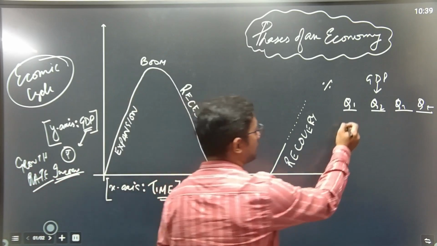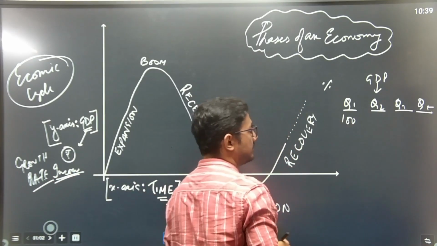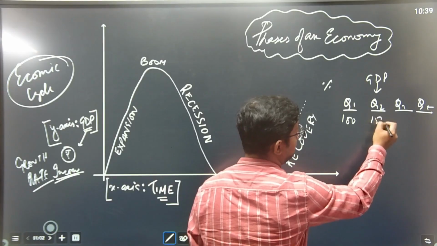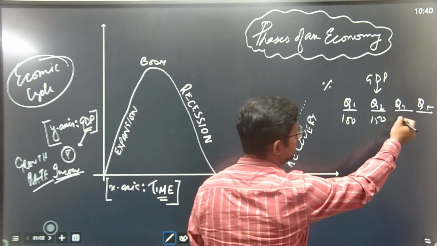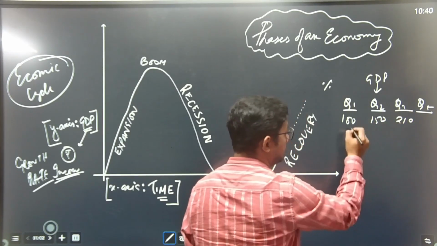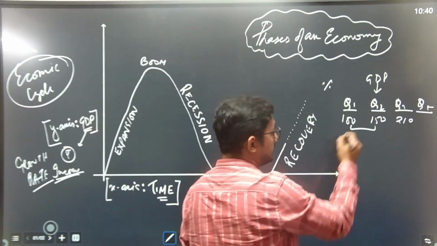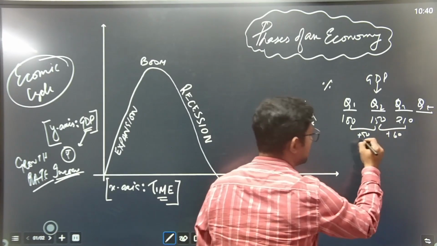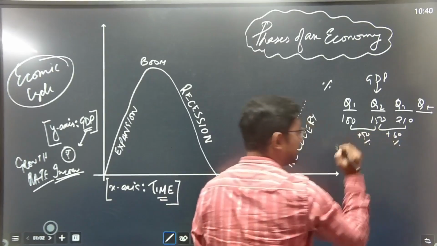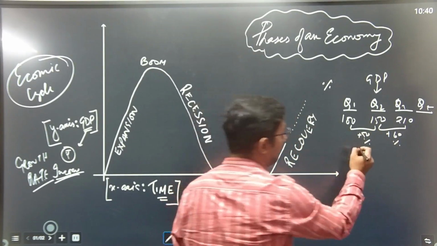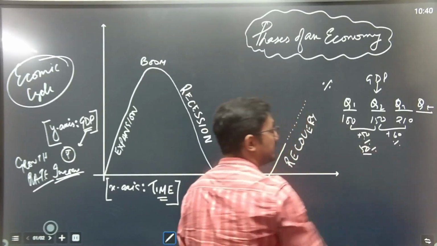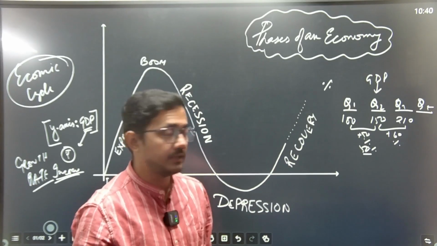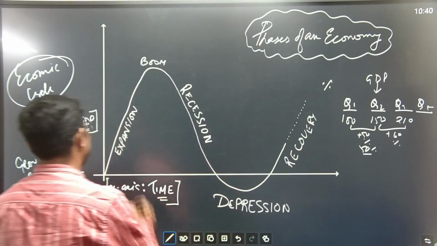Say, for example, in quarter one GDP was 100, in quarter two GDP is 150, and in quarter three GDP is 210. Then the growth rate here will be plus 50, plus 60. So the percentage by which it has increased, here by 50%, is known as the growth rate. All right. Now, let's see what is expansion.